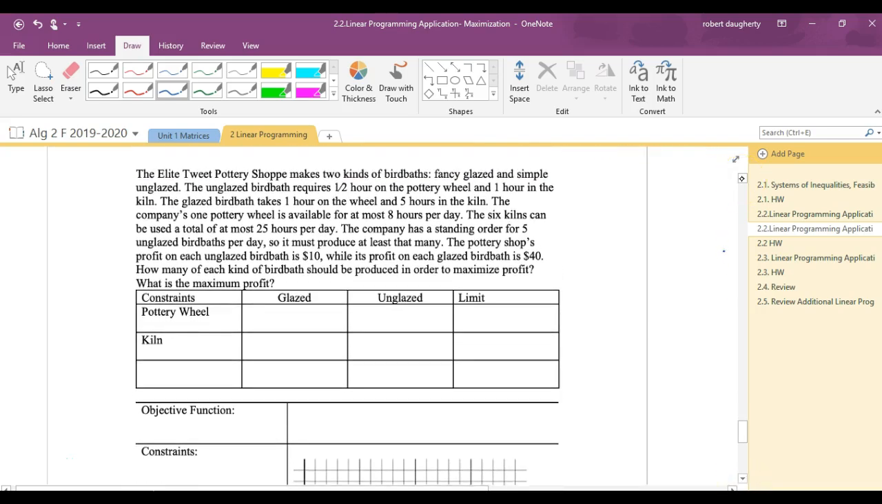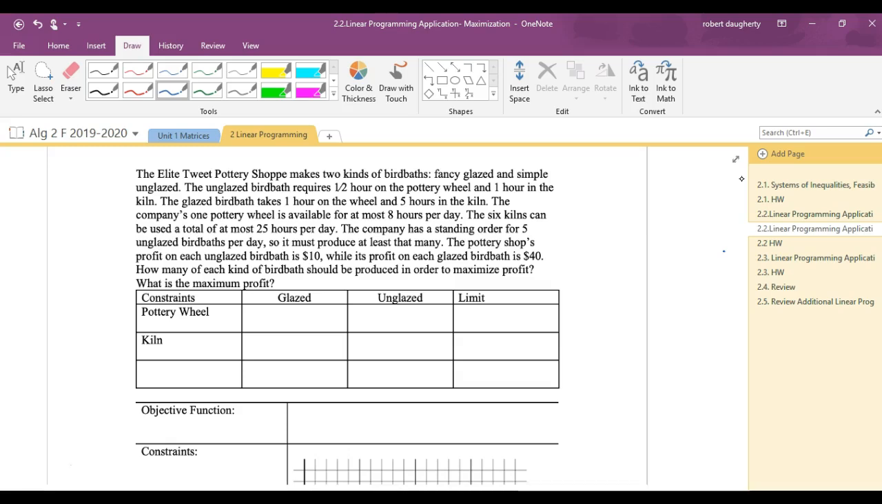The Elite Tweet pottery shop makes two kinds of bird baths, fancy glazed and simple unglazed. The unglazed requires 1/2 hour on the pottery wheel, 1 hour on the kiln. The glazed is 1 hour on the wheel and 5 hours in the kiln. The one pottery wheel is available for at most 8 hours a day. The 6 kilns are used for at most 24 hours a day. The company has a standing order for 5 unglazed, so it must produce at least that many.